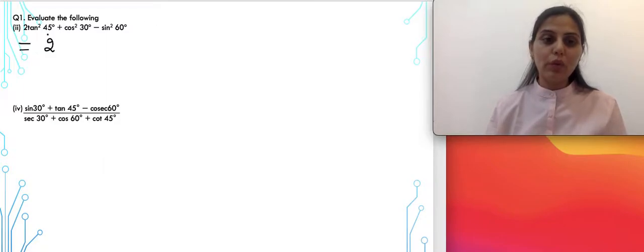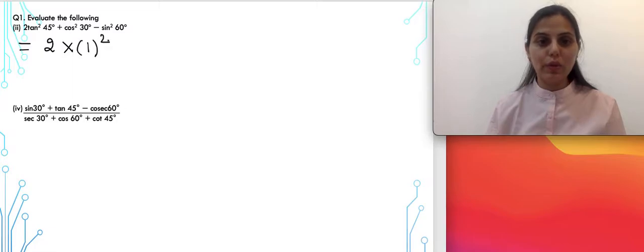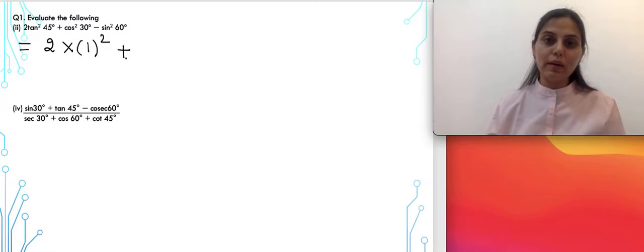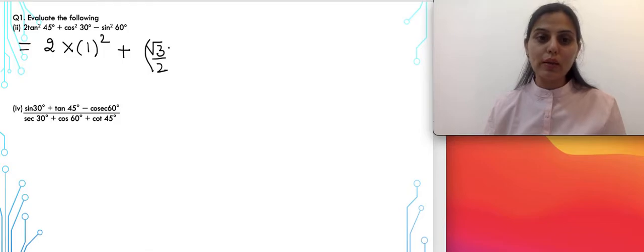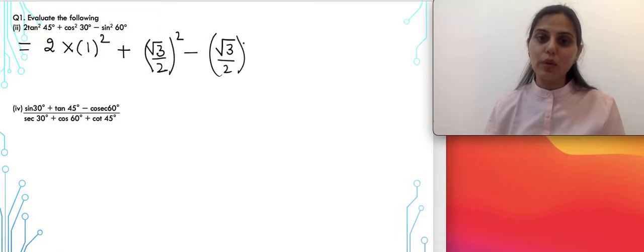So tan square 45 means the value of tan 45 and the square of that. If you remember, the value of tan 45 is 1. So we put 1 here and we take the square of that, plus cos square 30. Value of cos 30 and value of sin 60 is the same, which is root 3 upon 2. And since it is cos square 30, we take the square of this value. Minus sin square 60 means sin 60, that is root 3 by 2, and we take the square of this value.